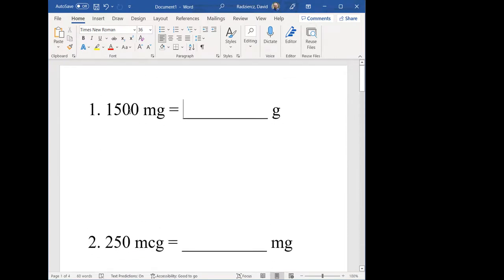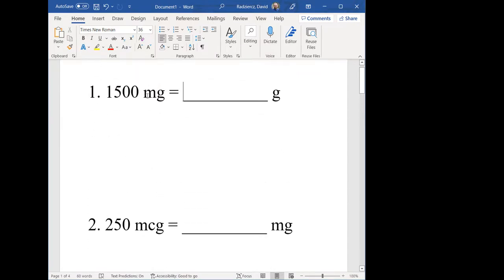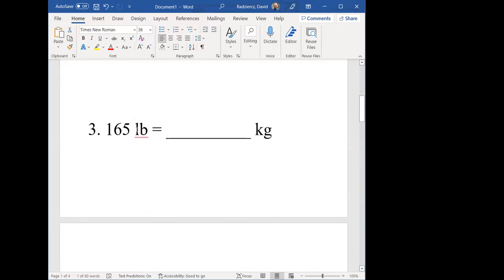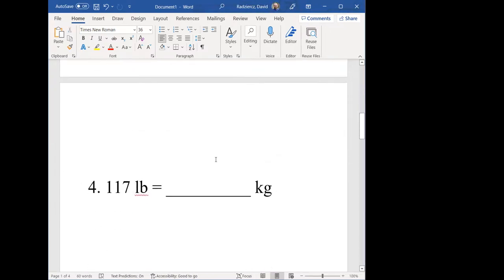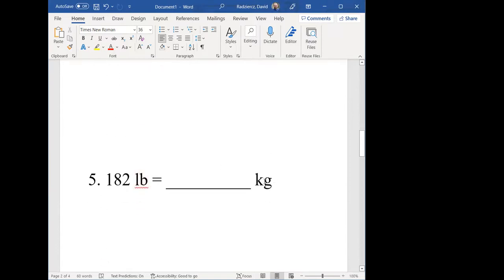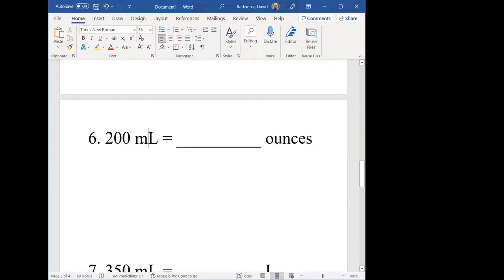So you're going to see some unit conversions. We're staying in the metric system. Here we're going from milligrams to grams. Then we're going to go from micrograms to milligrams, and we're going to talk about all that. Then we have going from household units, pounds, to metric, kilograms. Again, pounds to kilograms. So some practice there. Then we're going to go from metric, milliliters, to household ounces.